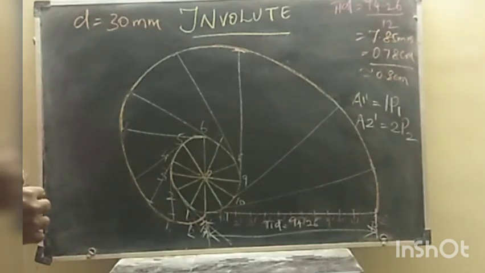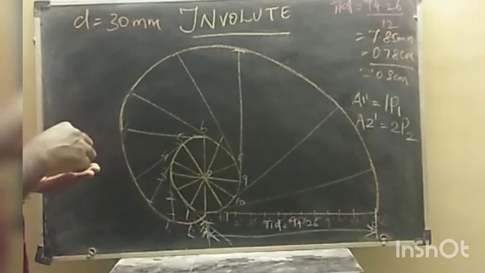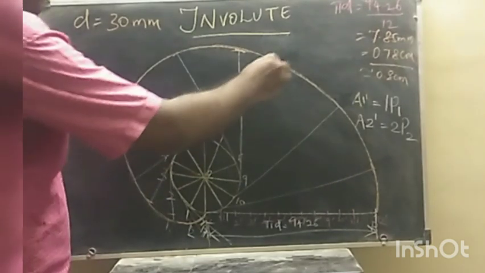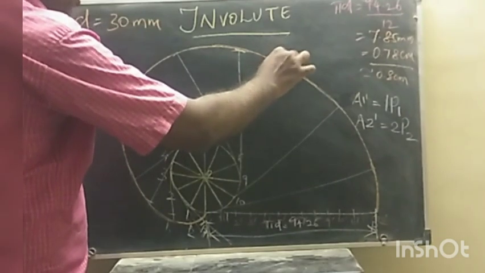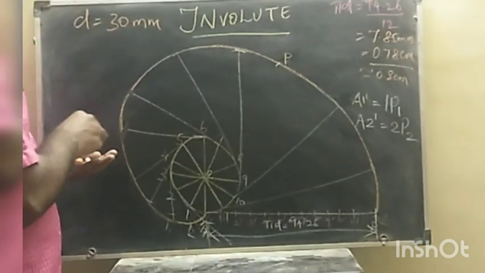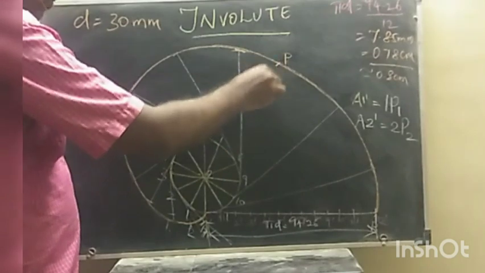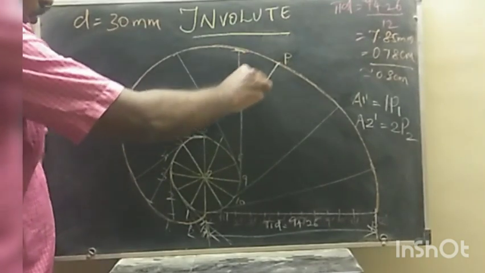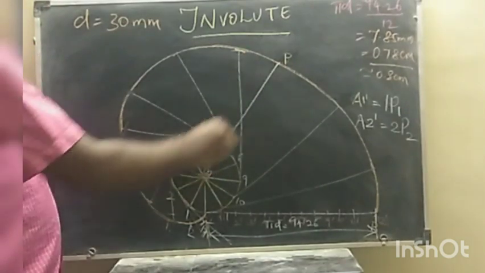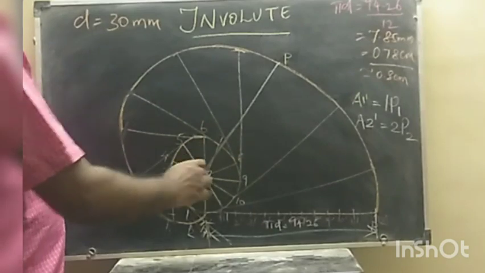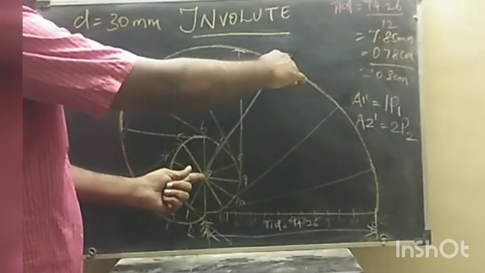Okay, now in addition to this we need to draw a tangent and normal, right? That's one important thing we need to have. So let me choose any point on the curve. Let me take this point P. Now the next step is, from the point P join P to O, this center point.